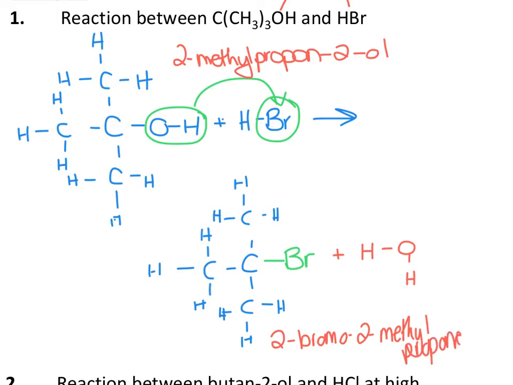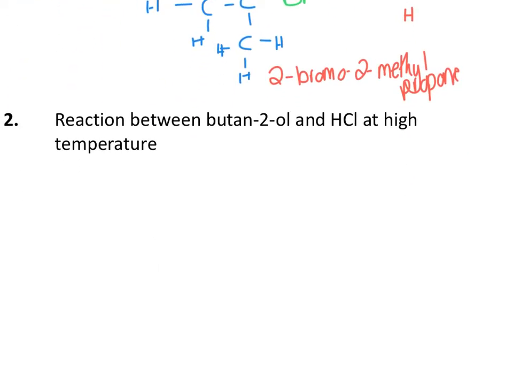All right, let's look at one that's a little bit different. So now this isn't a tertiary, this is a secondary alcohol. We now have the reaction between butan-2-ol and HCl. They're telling us it's at high temperatures, giving us the conditions to make sure we know it can happen. Starting with the butan-2-ol, so butane, 4 carbons, 2-ol, that means we have the OH on the second carbon.